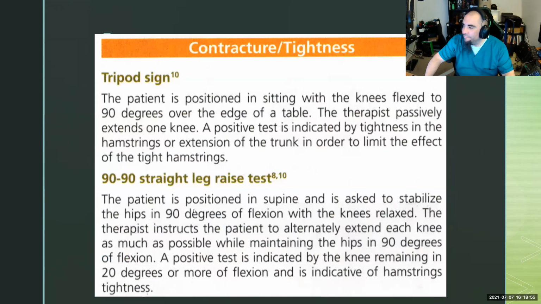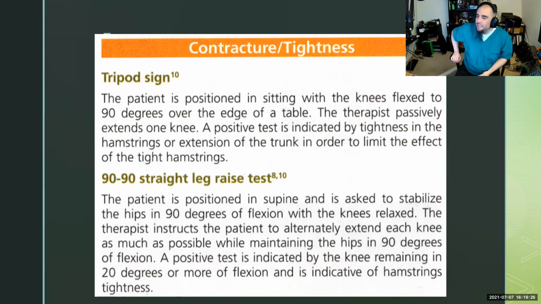Tripod sawing. Yeah. Can't say I've ever done this one. This is for tightness in the hamstrings. I've done the 90-90 straight leg test, but the tripod sawing, never really have done. This patient's position is sitting, with knees flexed to 90 degrees over the edge of the table. Therapist then extends one knee. Positive test is indicated by tightness in the hamstrings. Well, we all have tight hamstrings.